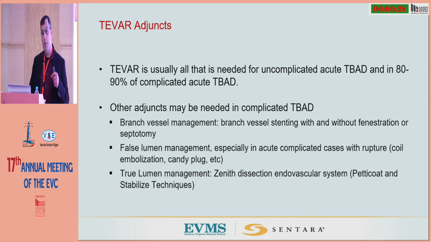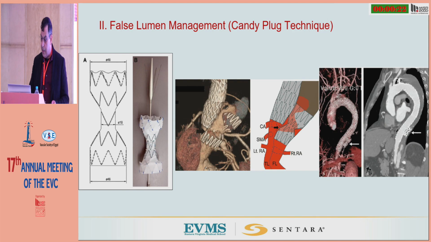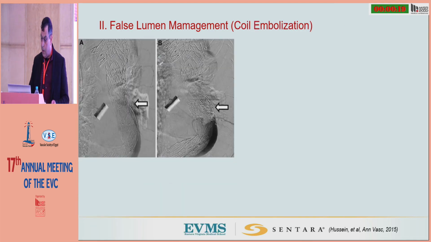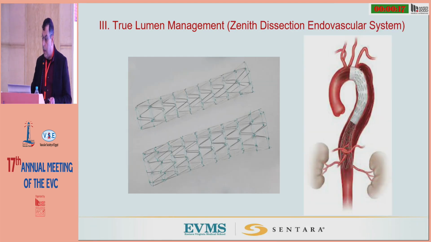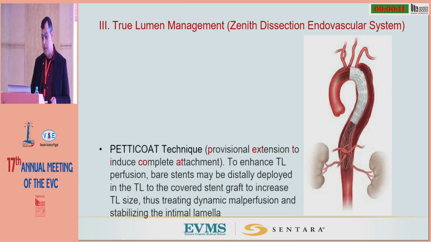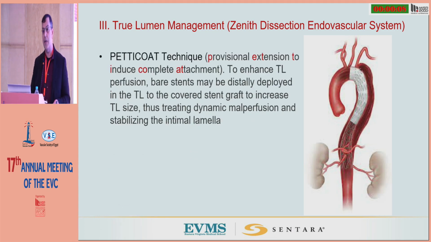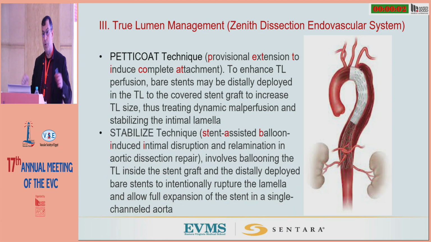And also true lumen management, where if the true lumen is still compressed even after putting the TEVAR, we can use the dissection stent from Zenith, which is an uncovered stent. We have two ways of doing that, either by just putting it inside the true lumen and help to gradually increase its size, that's the petticoat technique, or forcibly rupturing the septum and to be able to put the stent inside.